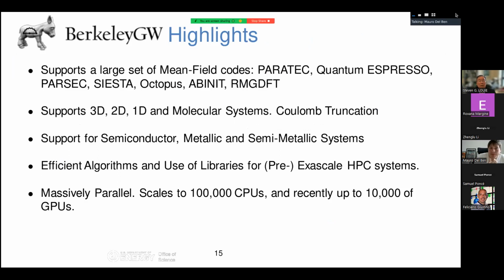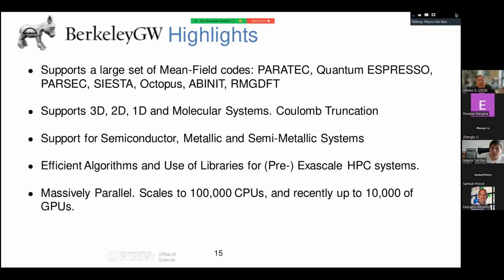Now, here are the highlights of the software package. It was already briefly introduced in the talk before by Steven. Again, our vision is to support as many software packages as possible, and there's also a tutorial, not in this workshop, but it's possible: if you have a favorite software package which is not supported by BerkeleyGW, essentially if you follow a very simple set of rules, you can convert the output of your favorite mean field code to something that can be used by BerkeleyGW.